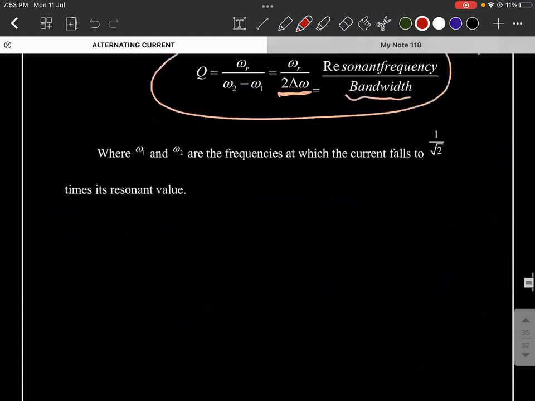Okay, and there is another formula also, but the derivation is not a part of your syllabus. So the quality factor is also given as 1 by R into root of L divided by C. Take it in this way also. So just give me a minute, we'll do some problems based on this concept.